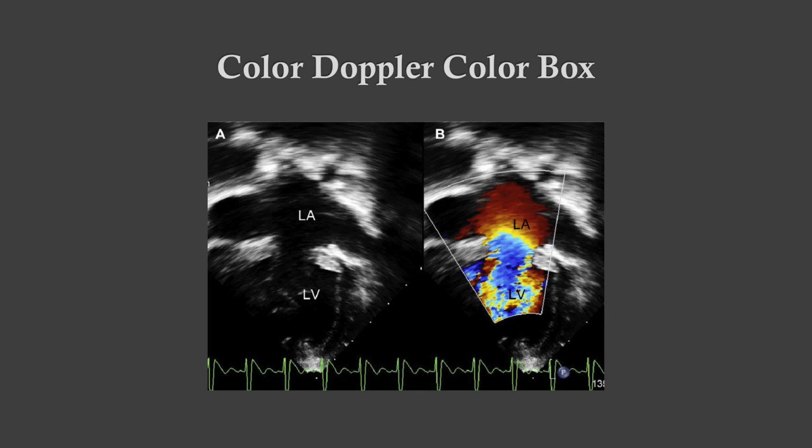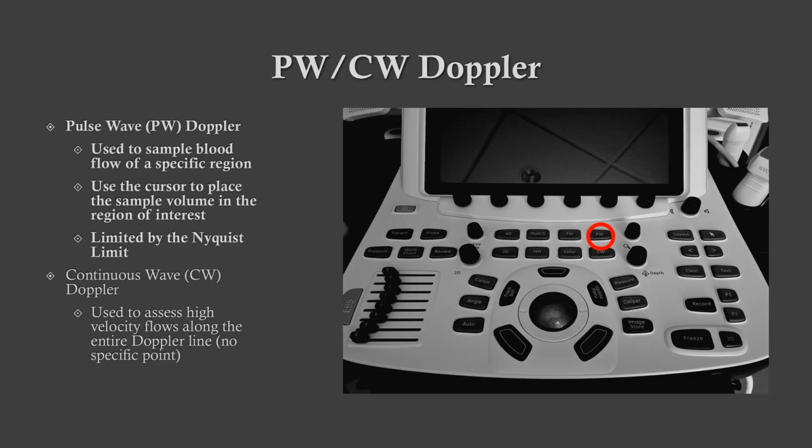On image A, we see left atria, left ventricle, and mitral valve in 2D. And in image B, we see the color flow through the mitral valve. In this particular case, the color compare helps us determine the mechanism of the mitral valve regurgitation.